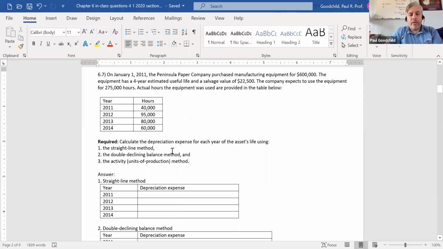Okay, so let's take a look at the straight line method. So we have, I'm gonna bold it, give me 1 second. So we have 600,000 minus 22,500. And that's gonna be divided by 4. And so that's gonna equal 144,375.